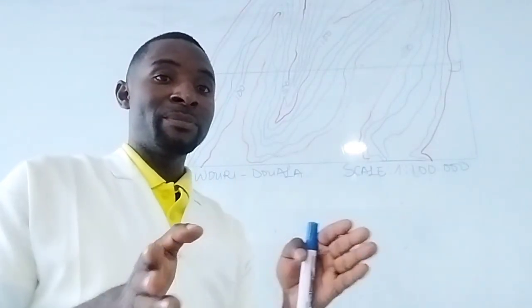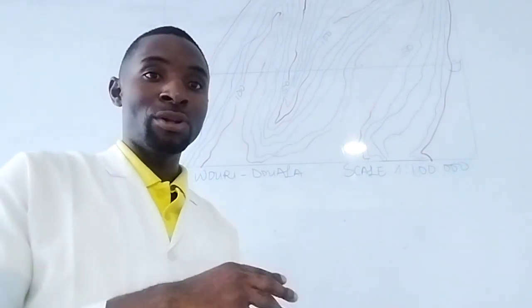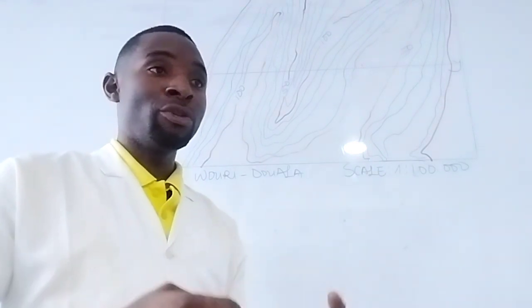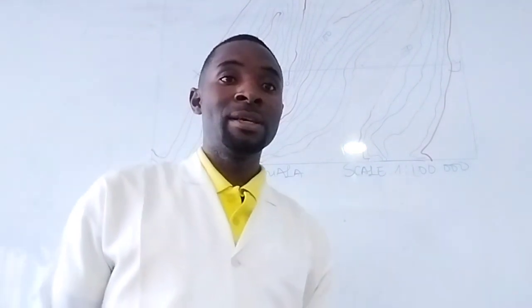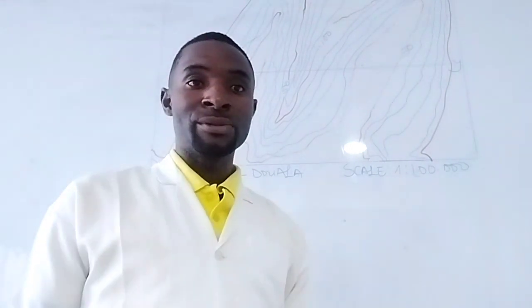For the basis of a demo class, I have chosen to use two colors to differentiate between what we call a major contour and a minor contour. So when you pick up a map sheet, in most maps, you mostly find major contours and minor contours.